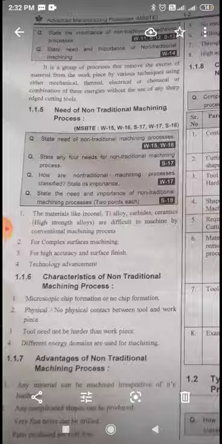Need of non-traditional machining processes. Why do we actually need this? Let's see, materials like Inconel, tin alloys, carbides, ceramics, that is, high strength alloys, are all difficult to machine by conventional machining processes. As we have already seen, harder material cannot be machined by conventional machining processes. So we have to use non-traditional processes.